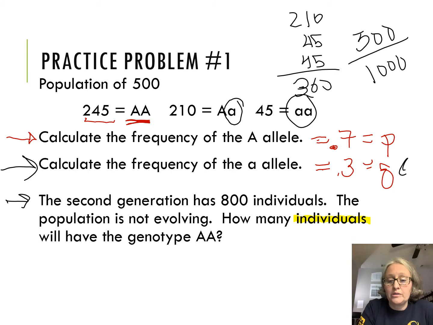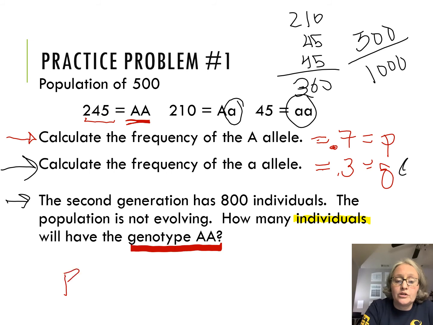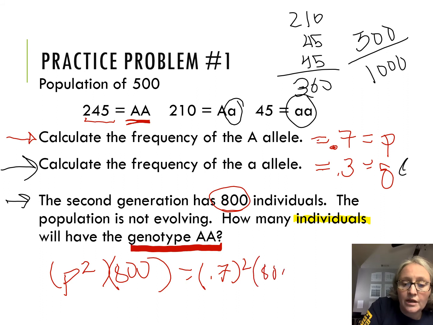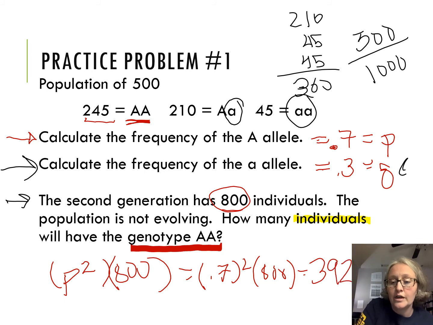So here's how we would go about setting this up. To figure out the individuals who have genotype big A, big A, what we're going to do first is use the quadratic equation p squared. p squared represents the frequency of individuals who are homozygous dominant. We will then need to take p squared and multiply it by our population size, which in this case is 800. So p squared in this case equals 0.7 squared times 800, and we pull out our calculators and do that math, and the answer is 392.